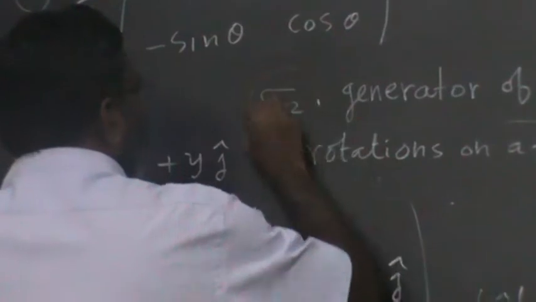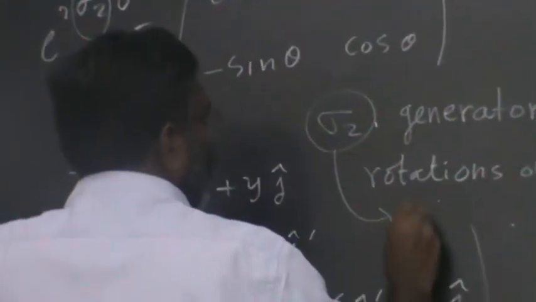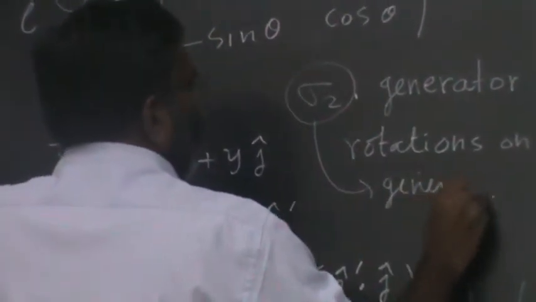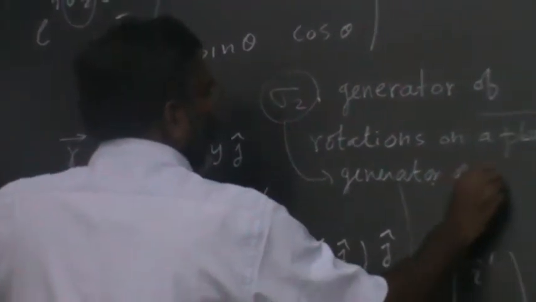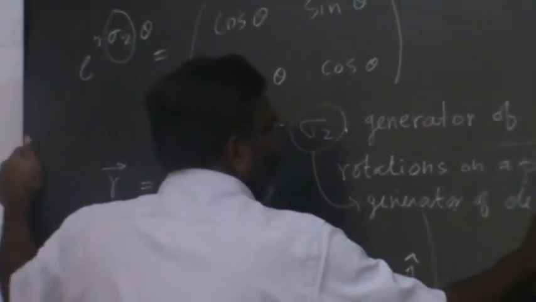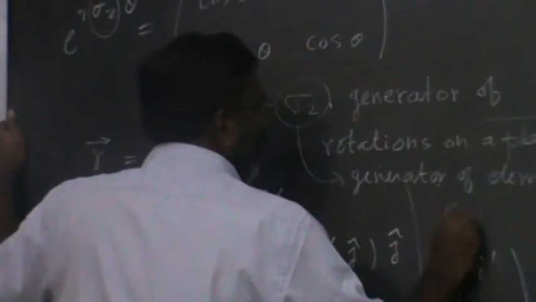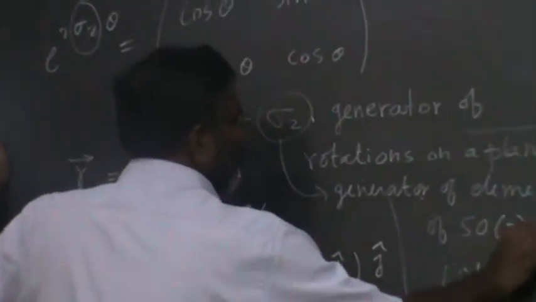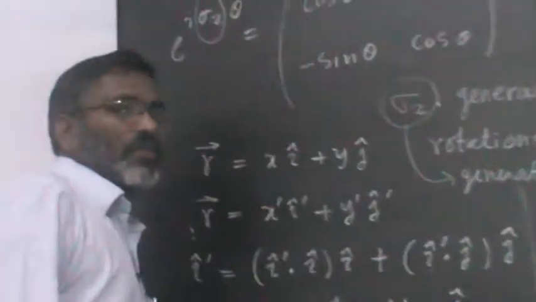This is also called the generator of elements of the group SO2. So the SO2 group is the set of all rotation matrices with determinant 1. So sigma 2 generates all the elements. So this is essentially called the generator of SO2.